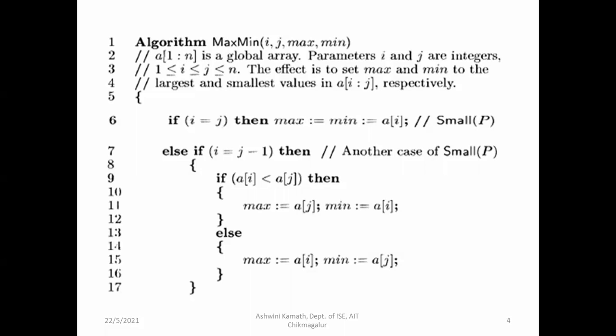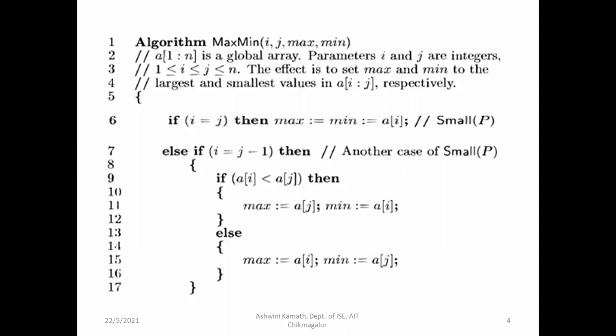So if A of i is less than A of j, check these two elements. If A of i is less than A of j, then A of i is lesser, so the minimum element is A of i and the maximum element is A of j. Else the maximum element is equal to A of i, and the minimum is equal to A of j. In these two elements, check which is maximum and which is minimum and assign it. That is also another Small(P).